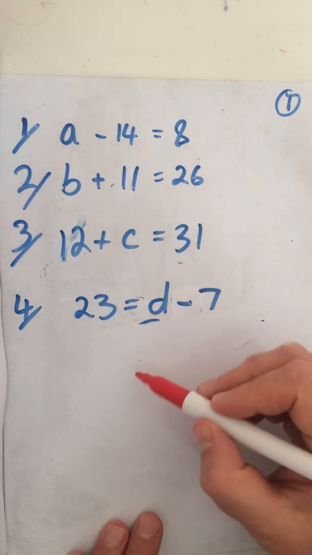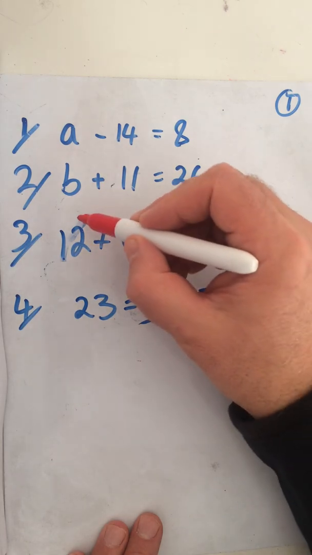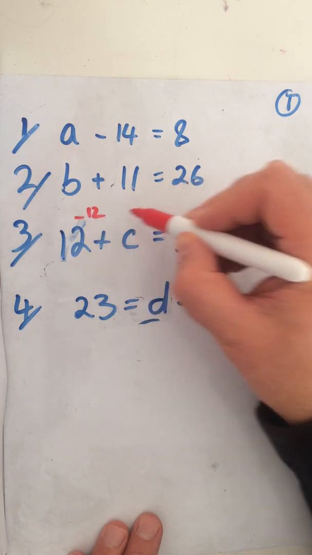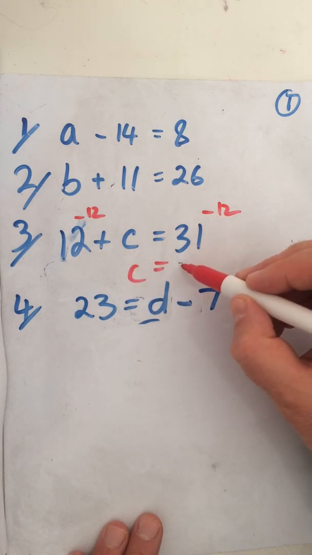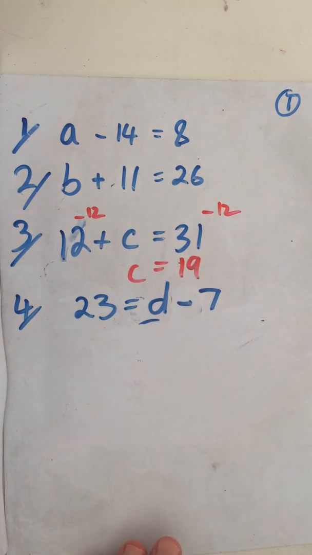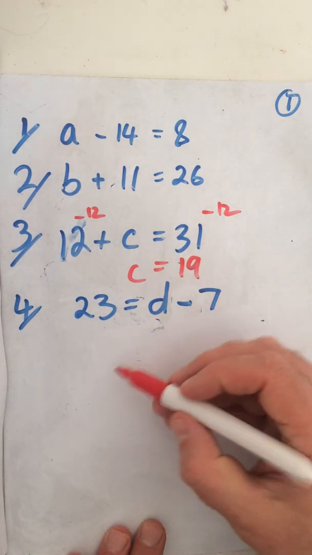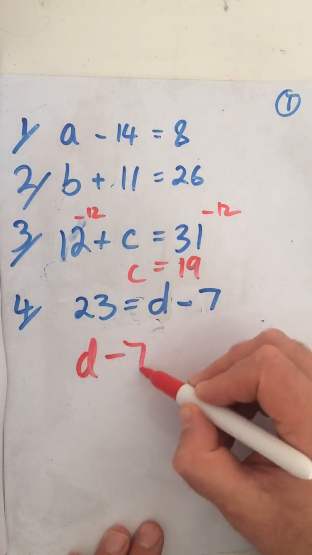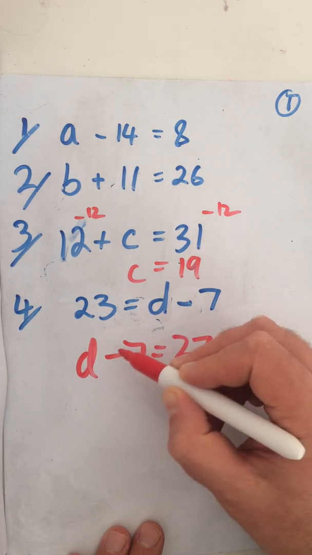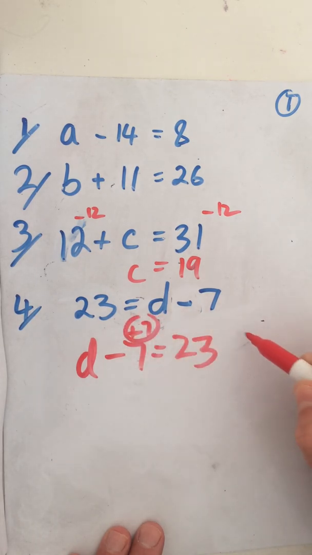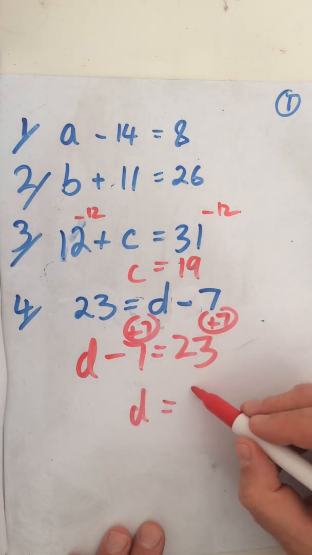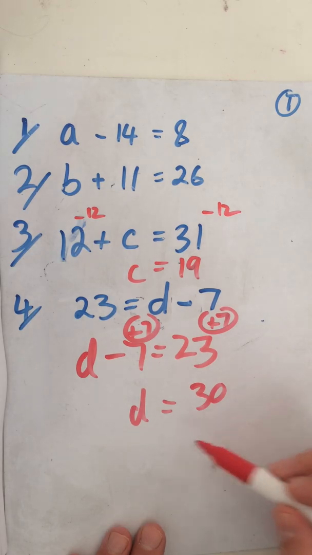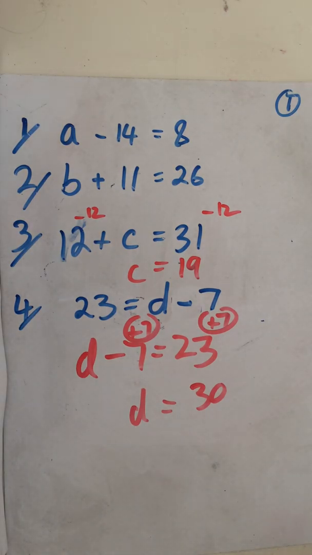Okay, the next one on there. So the answer to this one, again, I'm going to take away 12, take away 12. C is equal to 19. Okay, and then on this last one, remember, I'm going to swap them over. D take away 7 equals 23. So I'm going to add 7 to there, add 7 to there. So D becomes equal to 30, and 30 take away 7. Yep, that's correct. So please mark those. Hopefully you've marked those as we've gone along.